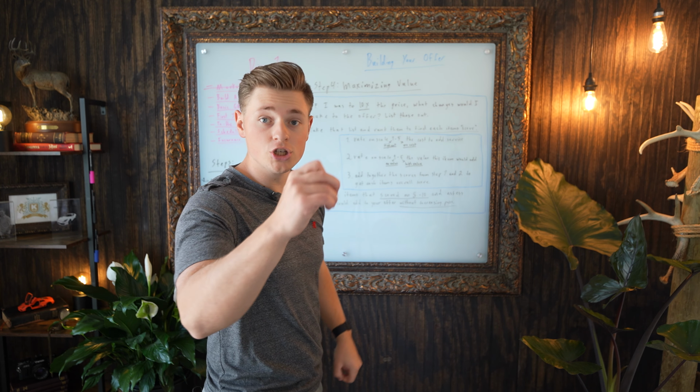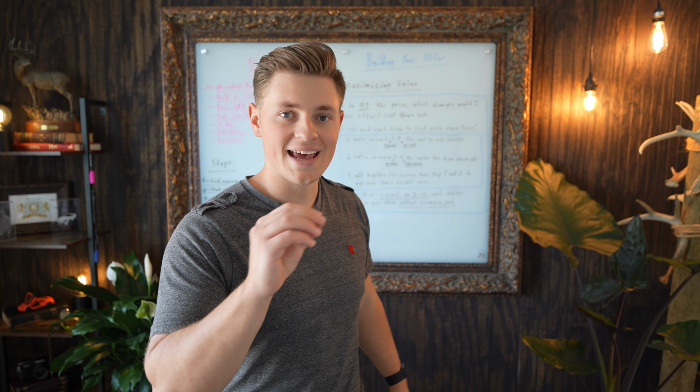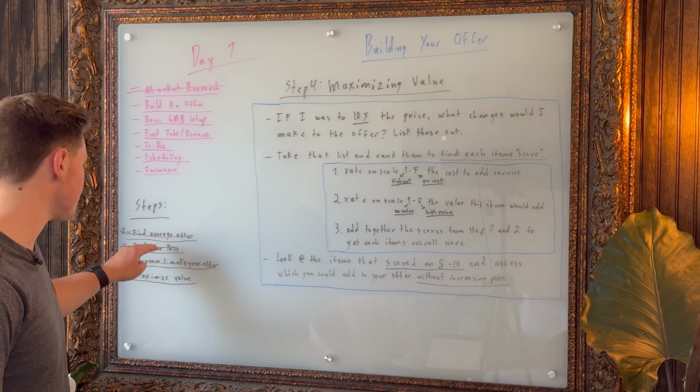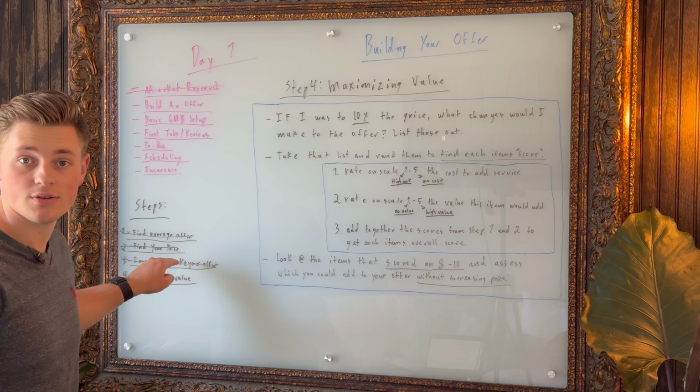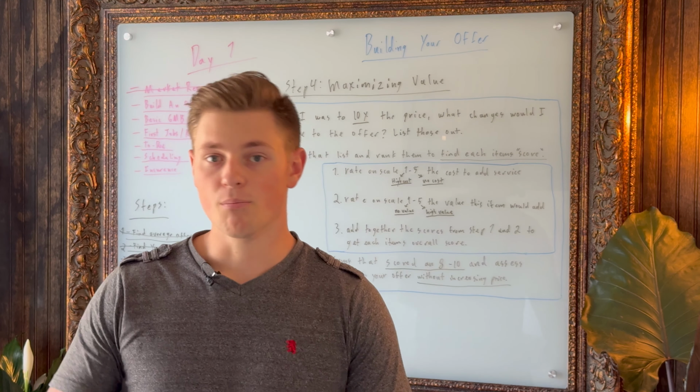Okay, so to maximize value, I want you to ask yourself, if I was to 10x the price, and I want you to actually write down on paper, because until you write it down, it might not feel real. What would 10 times your current price be? So we took the average price, and then we found our price, which was an increase on average. Now, look at what your price is. Multiply it by 10 and write it down on paper.